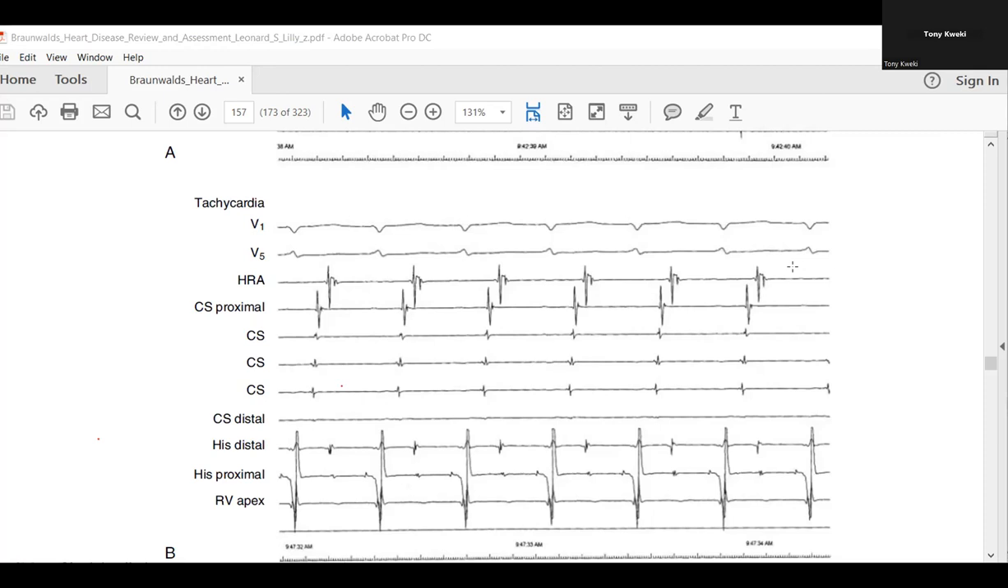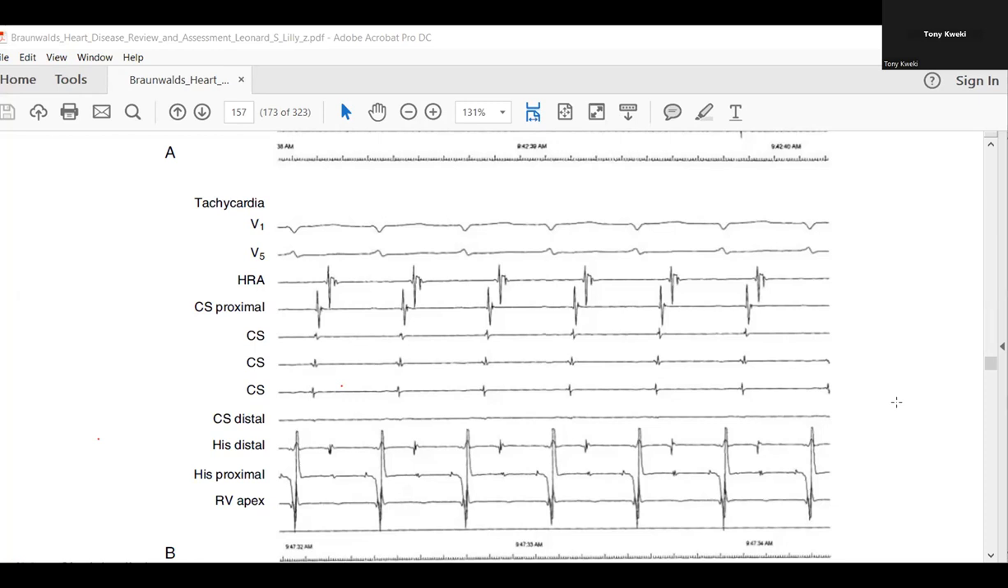If you look at the baseline, the HRA depolarization was before the QRS complex. However, in the tachycardia, we are now seeing that the HRA is depolarizing after the QRS depolarizes. You can see it consistently, unlike the previous one where it depolarized before the QRS complex. Also, the proximal CS is doing the same thing; they are all depolarizing after the QRS complex.